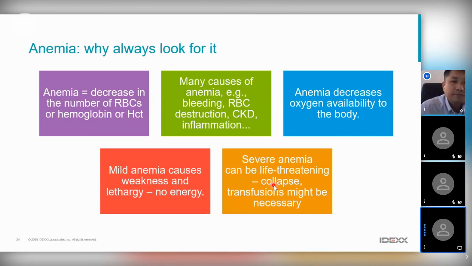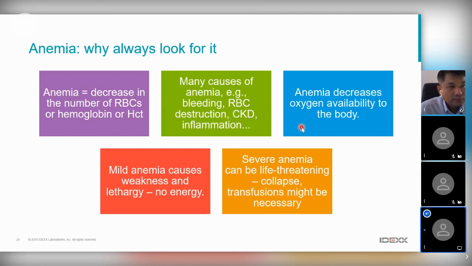Okay, Dr. Let's have a look at anemia. We always look for it, because anemia is the most diagnosed clinical hematology finding. Anemia is basically a decrease in the number of RBCs, or we can say hemoglobin or HCT, because these three values go hand in hand. There can be many causes of anemia that are evident, like bleeding, trauma, RBC destruction, CKD, inflammation, and many more.